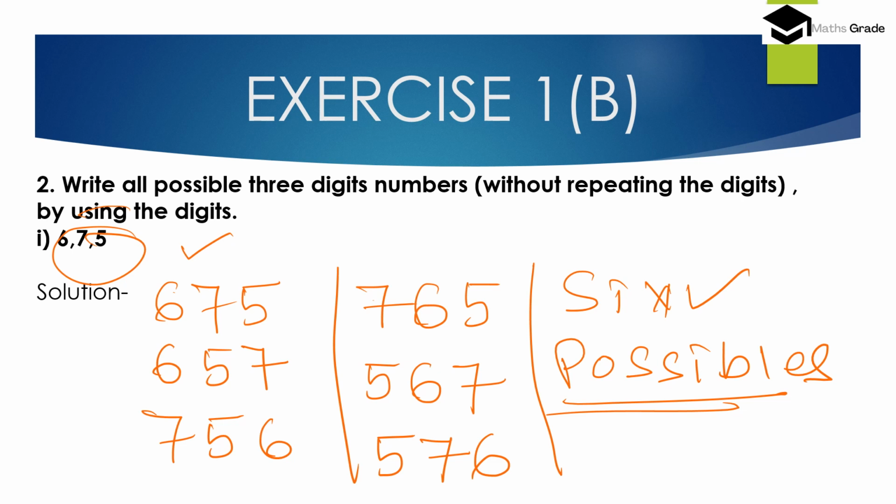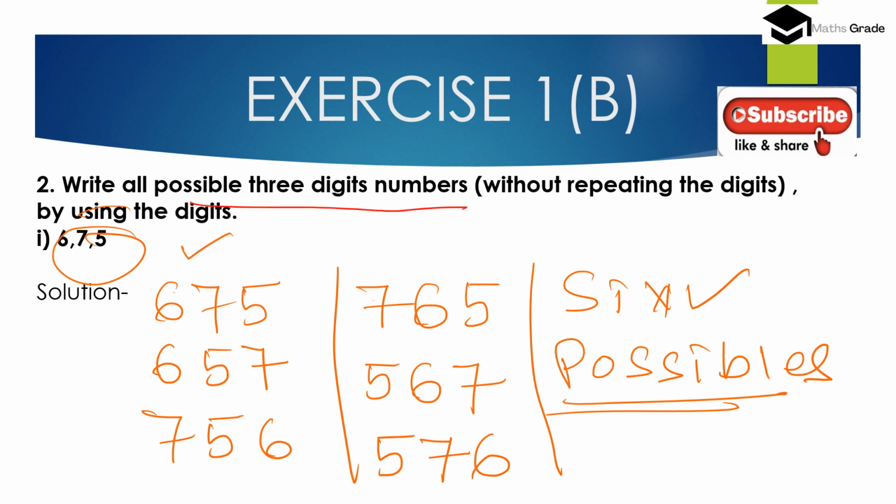Now solve question number 2. Write all possible 3-digit numbers without repeating the digits by using the 3 digits 6, 7 and 5. By using the digits 6, 7 and 5, how many possible 3-digit numbers can be formed without repeating the digits? We cannot repeat the digits more than one time.